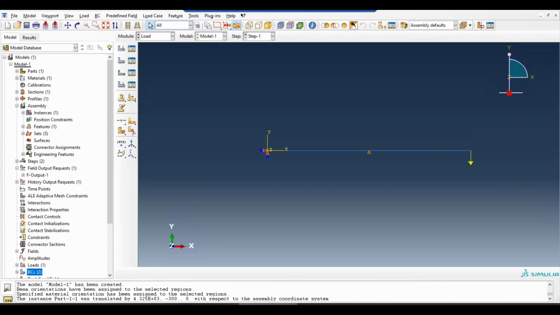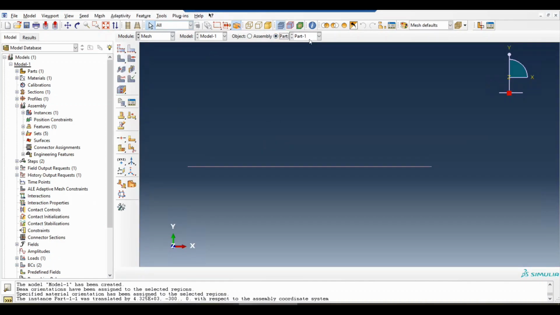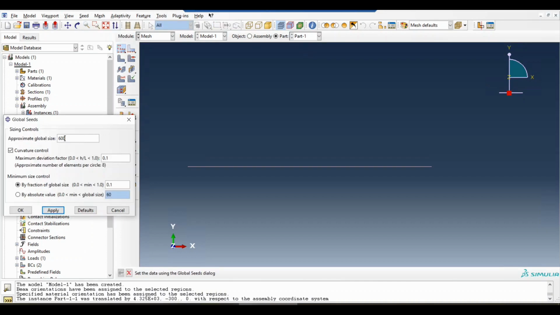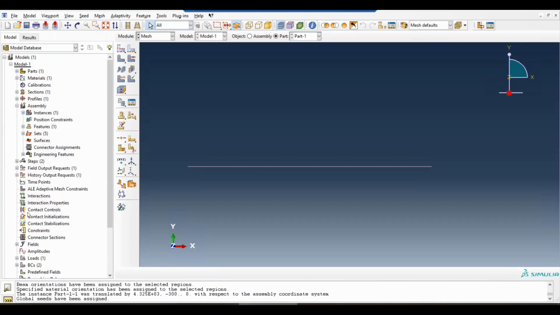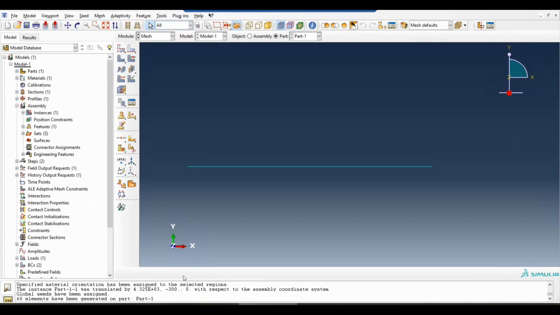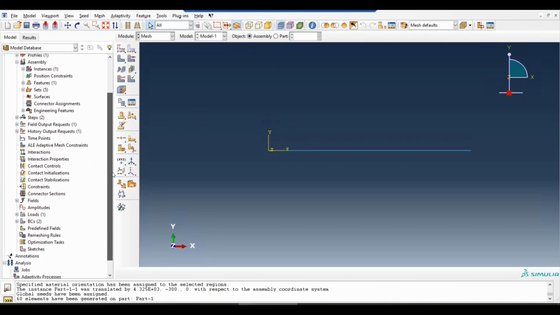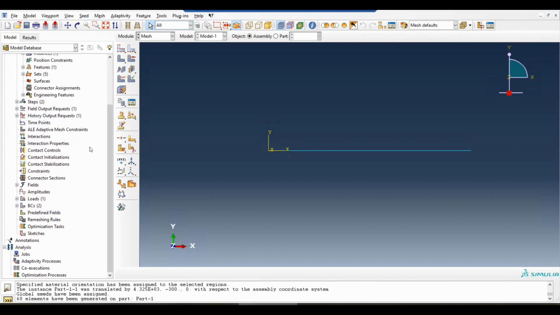Now one thing is that we have to mesh our beam. So you go to mesh, let's go to part, that's our part 1. You can seed it. Let's seed it by say 100 millimeter. Apply, OK. Mesh it, mesh part, yes, and then go to assembly, go to mesh. Now you can see your mesh part in the assembly. Now I believe that's it. Now you can save your model.